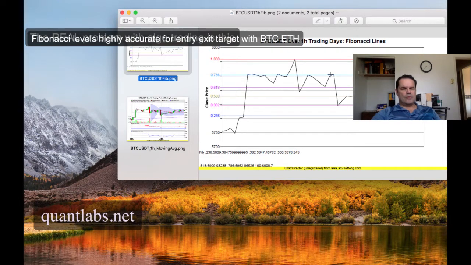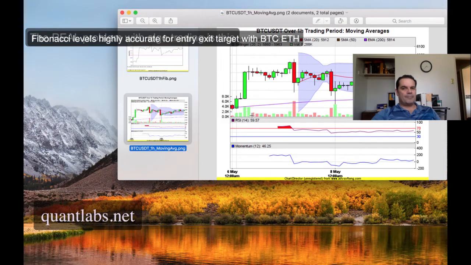But again, these moves are always peaking at a Fibonacci level. In this case, 1, 2, 3, 4, 5, 6, 7 points of contact at level 786. That is pretty cool. And it peaks exactly at level 100. And it kind of blows through that 236. There's a lot of people using these levels, probably doing the same analysis. And I think it's something very, very accurate.